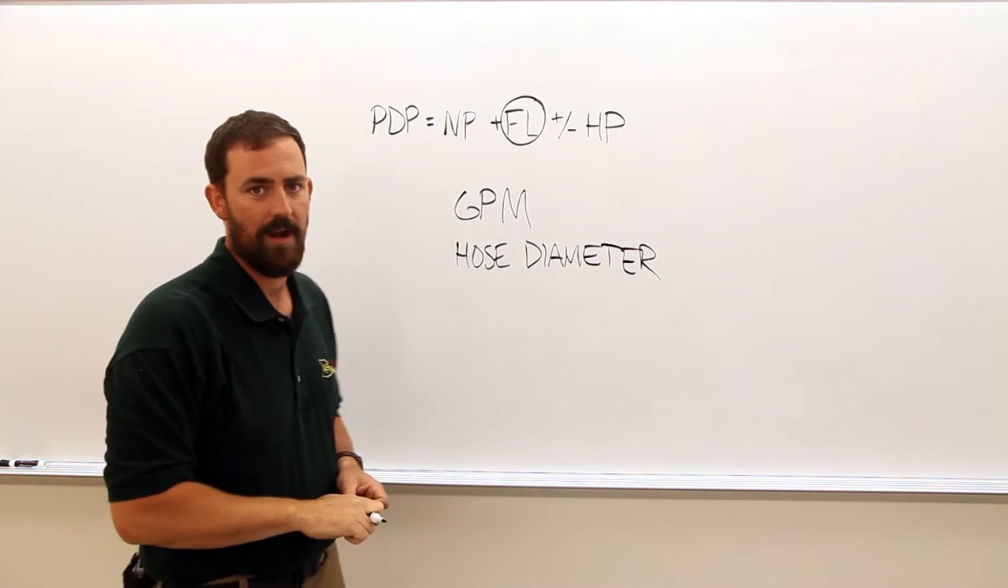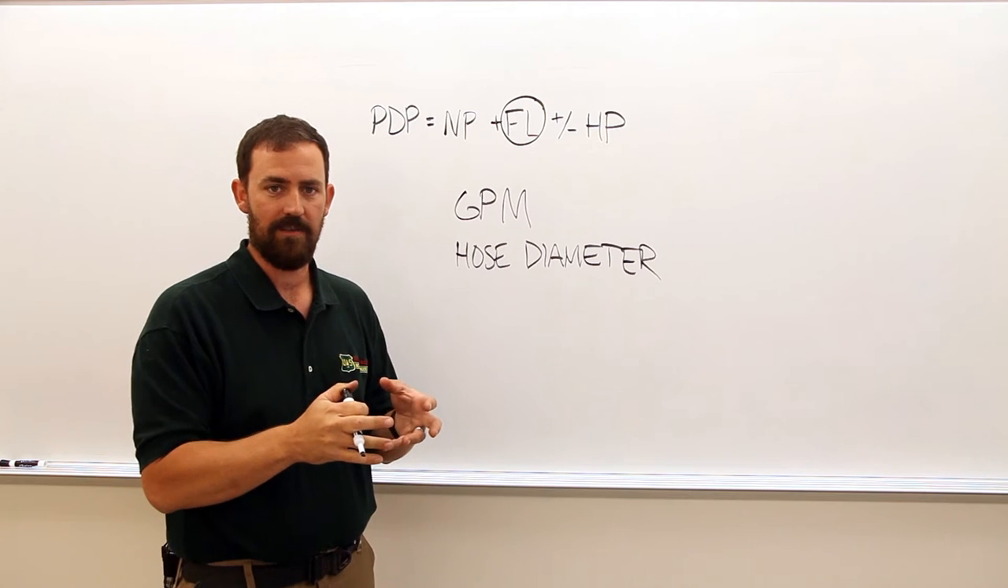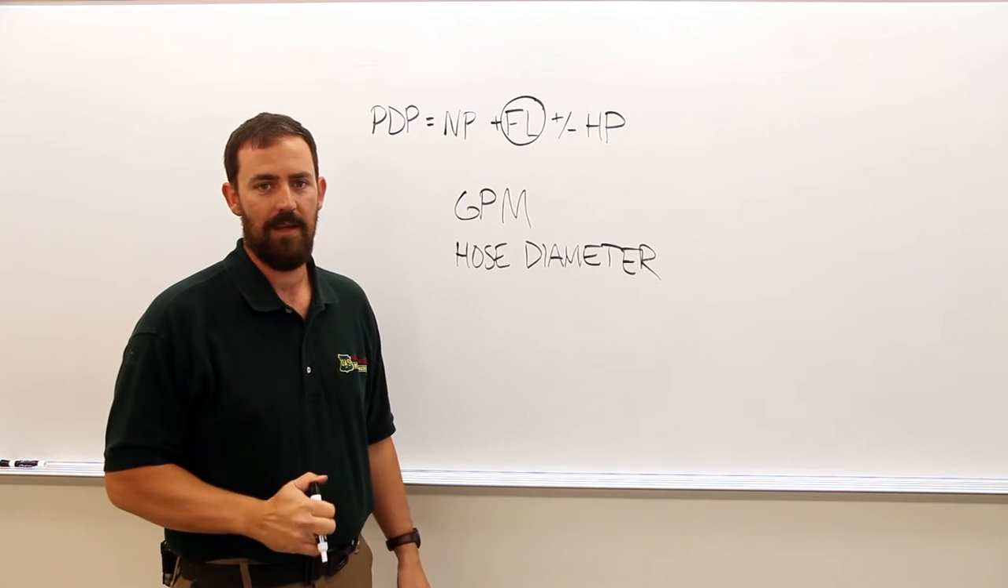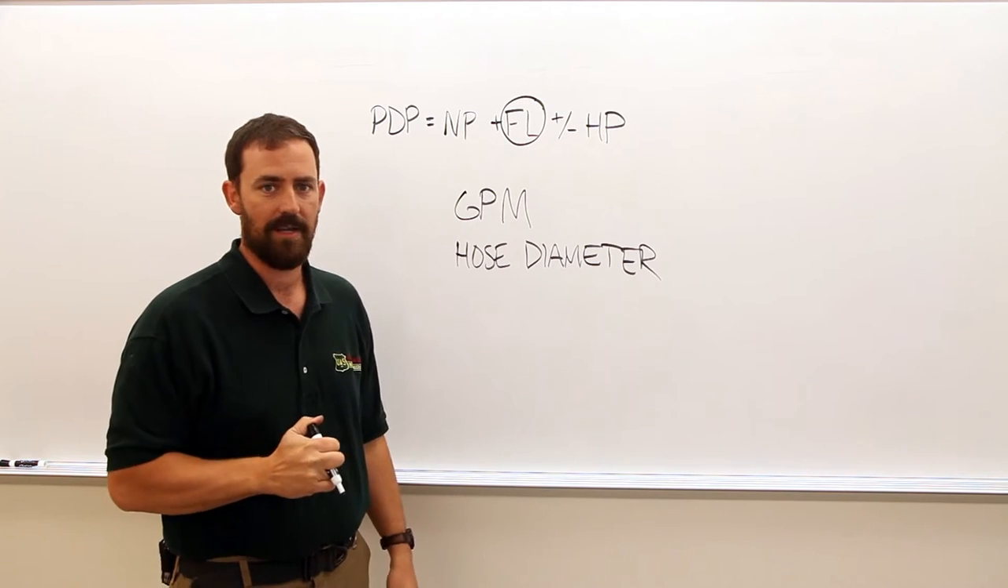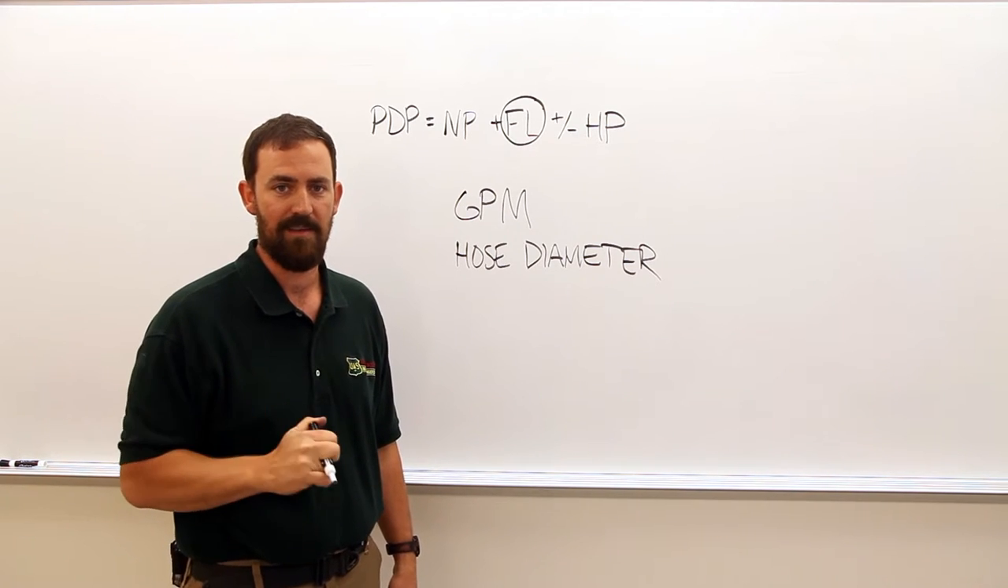And it's a pretty simple concept. The more water you try to put through a small hole, the more friction there's going to be, and the more resistance. And so we'll show you how to get those numbers out of your book, and I'll show you how to keep your brains from getting scrambled when you're calculating the friction loss for these hose lays.